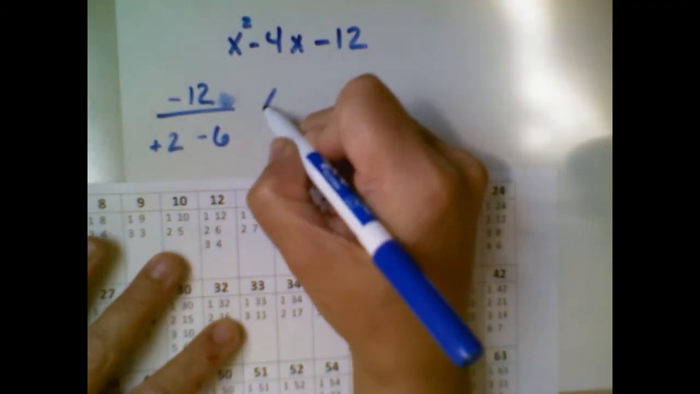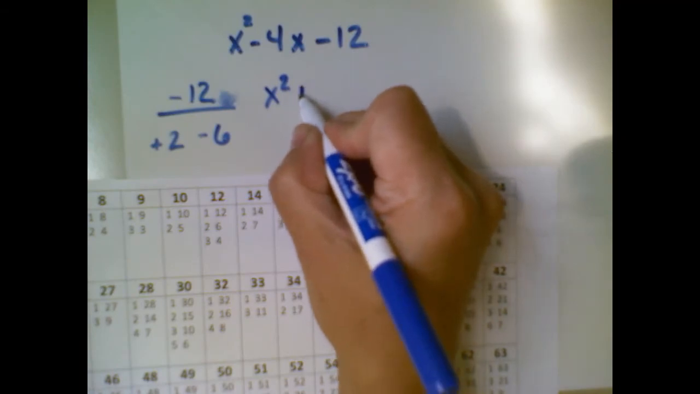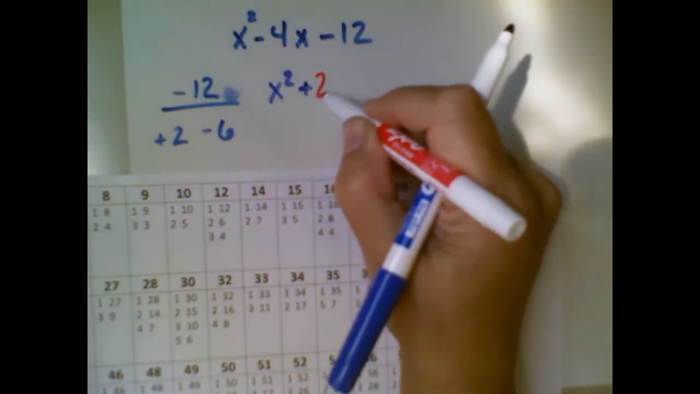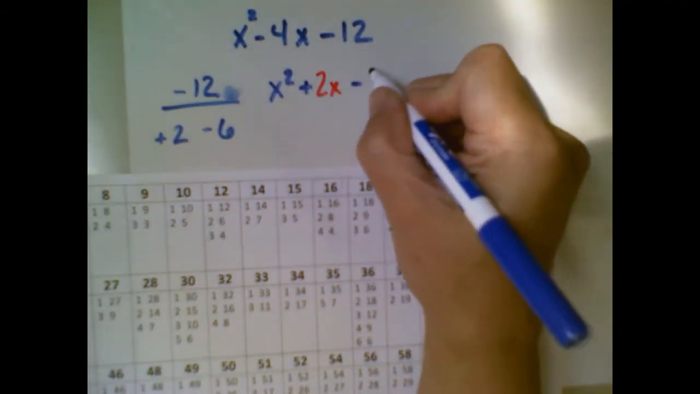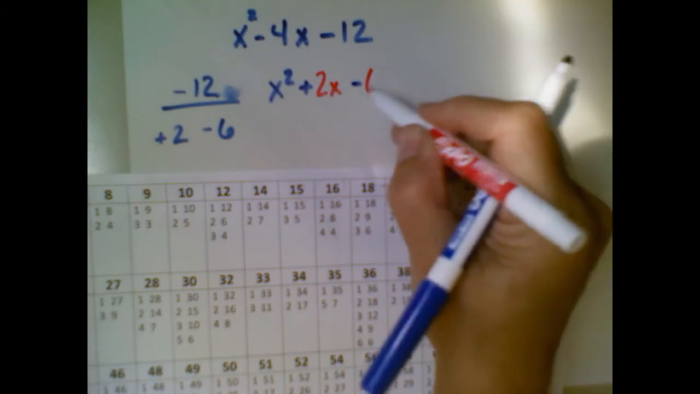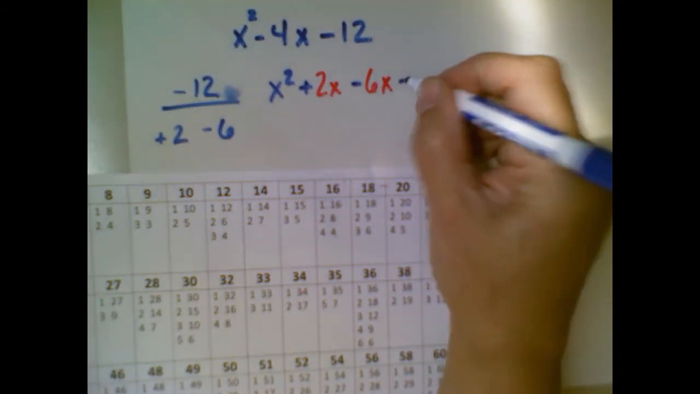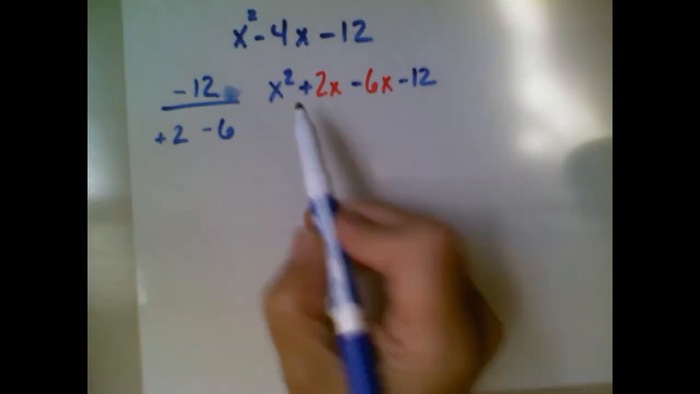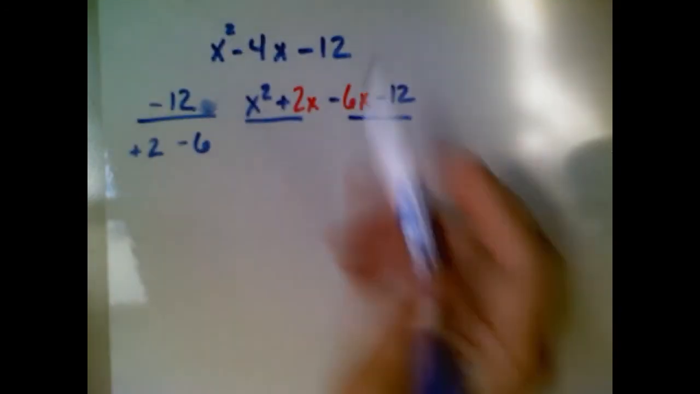So again, I will have them rewrite those two middle terms, positive 2x and -6x, minus 12. And the procedure is exactly the same here. We're going to factor by grouping, and I will do the square in a minute.